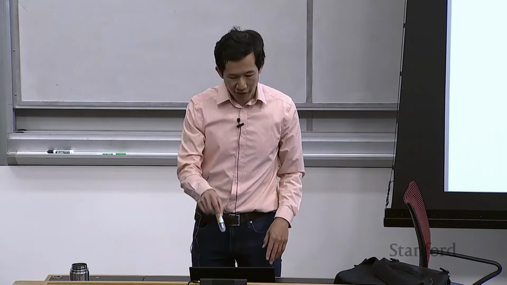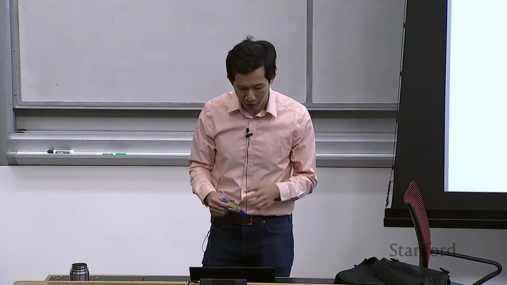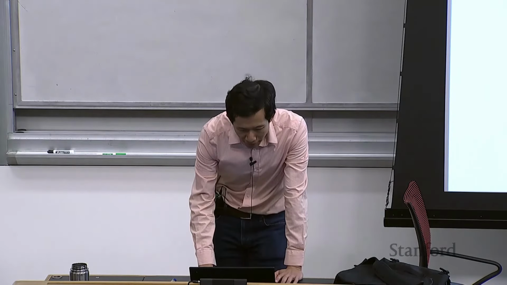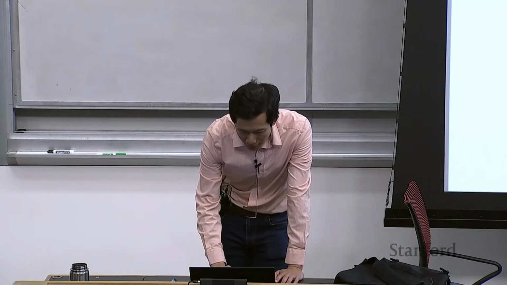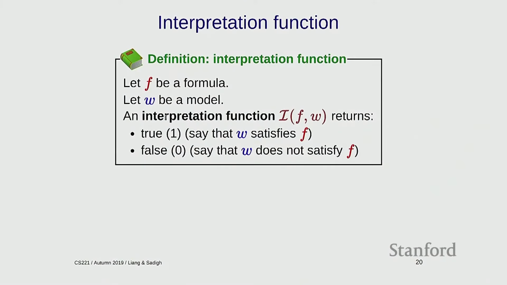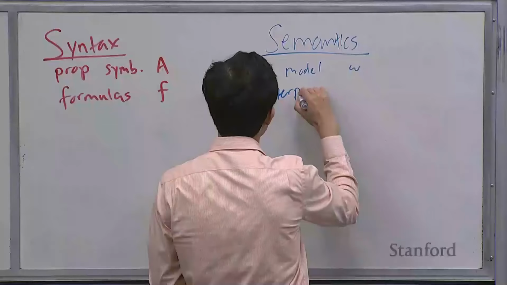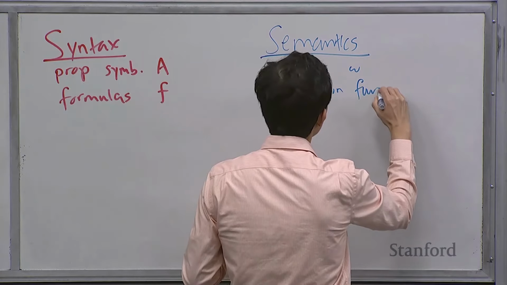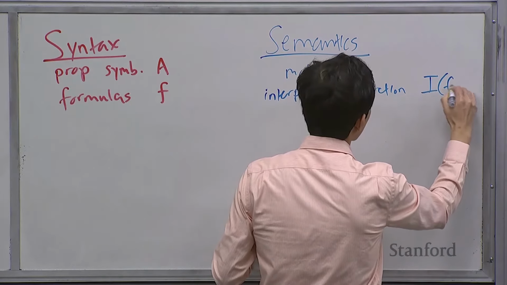And next is a key thing that actually defines the semantics, which is the interpretation function. The interpretation function takes a formula and a model and returns true if that formula is true in this model, and false otherwise. I can make the interpretation function whatever I want, and that just gives me the semantics. So when I talk about what the semantics are, it's the interpretation function I of f and w.